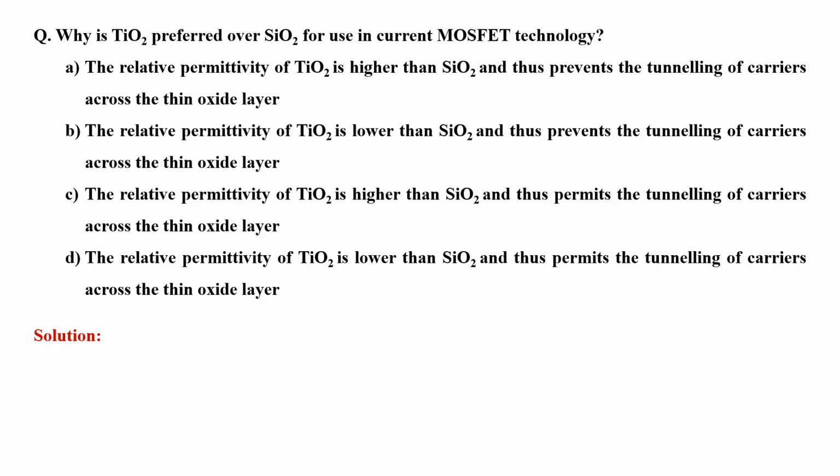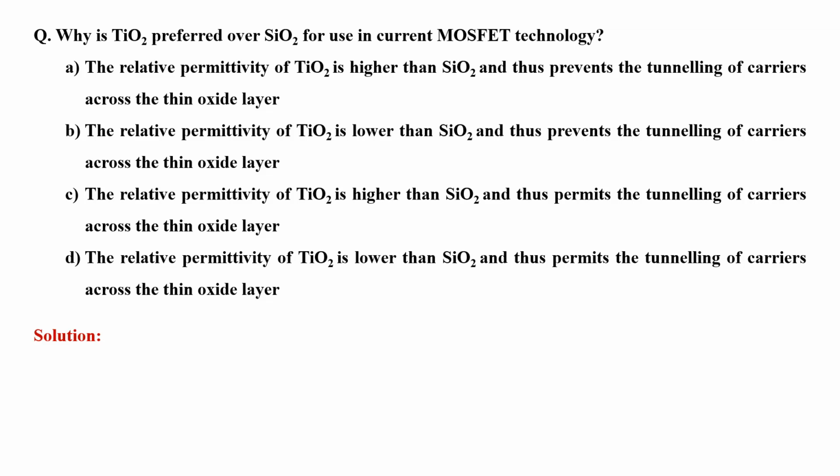Based on dielectric constant, if you think about TiO2 and SiO2, what does the higher dielectric constant mean basically? Higher insulation, it's not conducting. Yes, so it will prevent tunneling of carriers across the oxide layer. That is why option A will be the answer. Greater relative permittivity means greater dielectric constant, which means more storage and more insulation, and that will prevent the tunneling of carriers across the oxide layer.